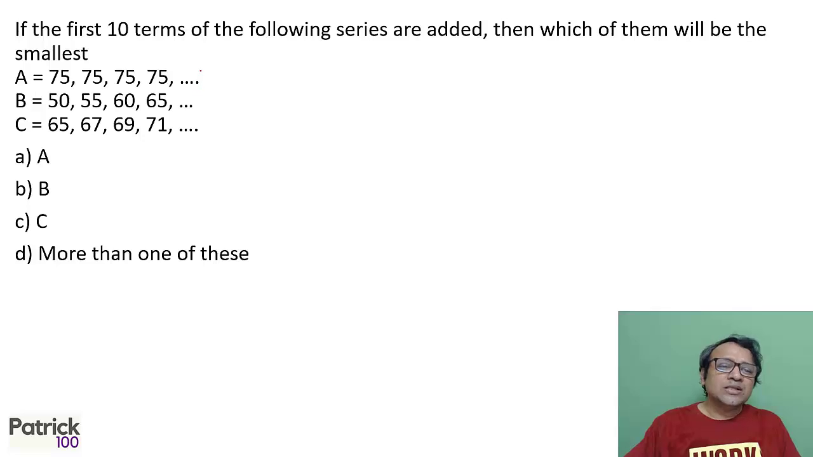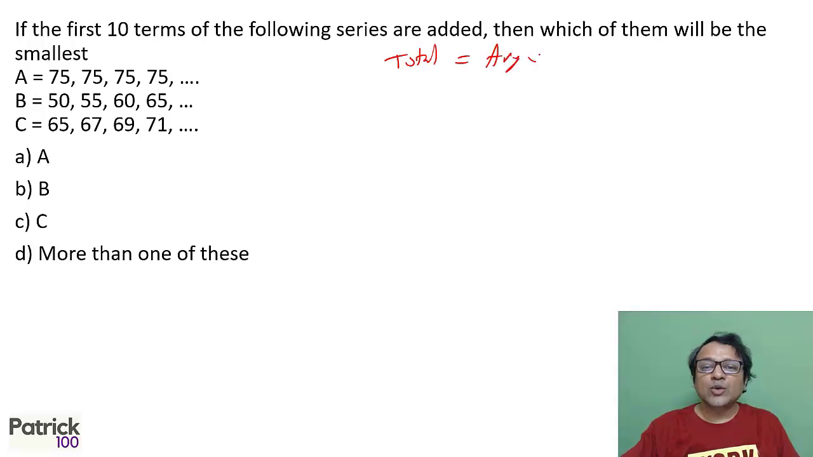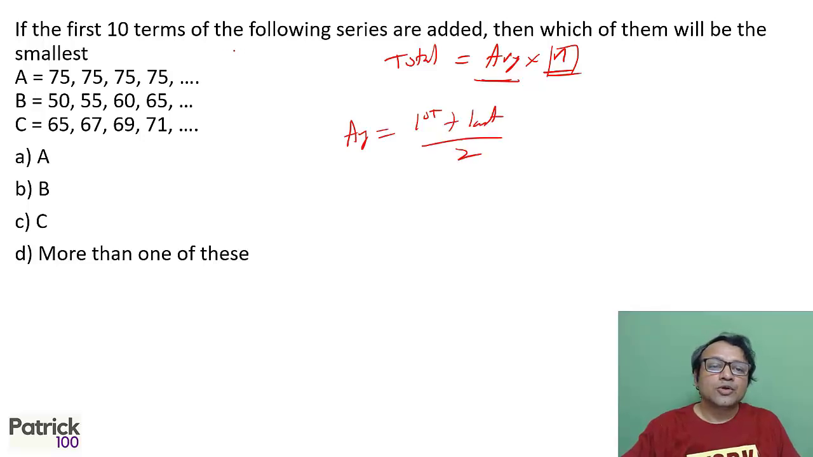If you notice, all these are in arithmetic progression. So total is equal to average into n. Now n is the same for everyone. So wherever the average is the smallest, that will be the answer. Now average can also be taken as first term plus last term divided by 2. So the average in the first case is 75. In the second case, for B, the average will be 50 plus 95 upon 2, 145 upon 2, which is 72.5.